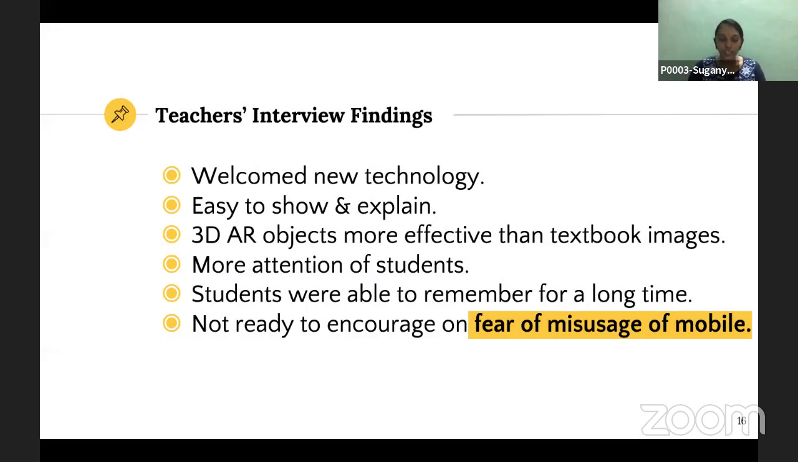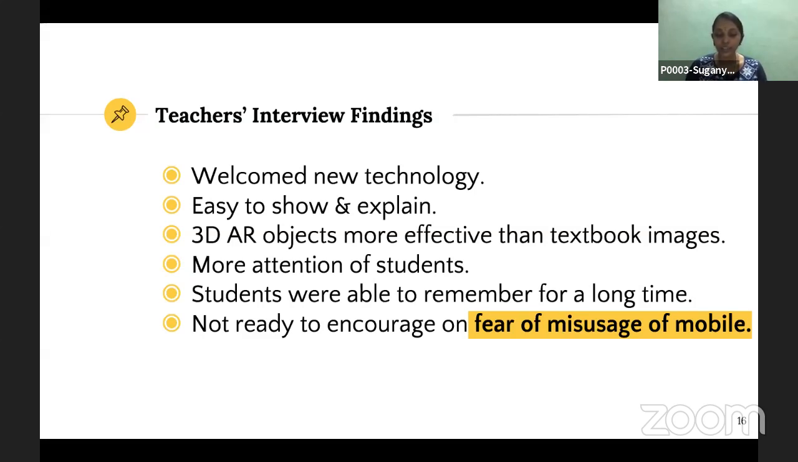We then had a casual interview with the subject teachers about the aid of AR for teaching. They seemed to welcome the new technology for teaching purposes. They found it easy to show and explain 3D objects through AR, which they believed to be more effective than showing any images in the textbook or chart or models.